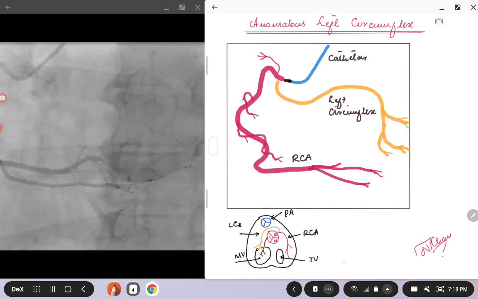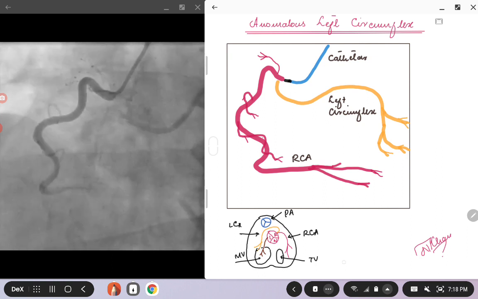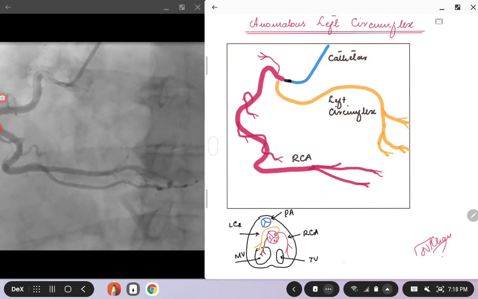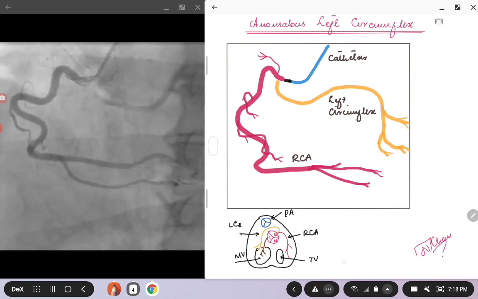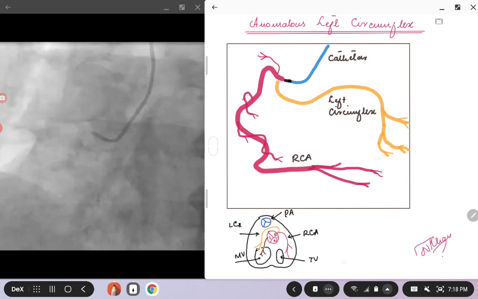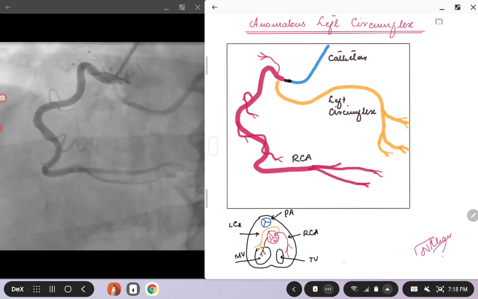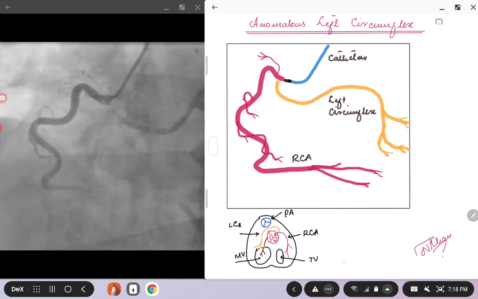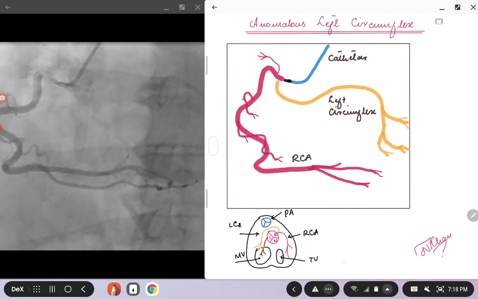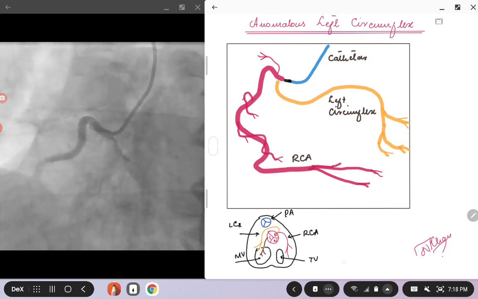By far, when it comes to the origin of the coronary arteries, the most common one is the separate ostia for the LAD and the left circumflex coming off from the left cusp without any left main. It makes it a little difficult to engage those arteries, but those are usually very benign.